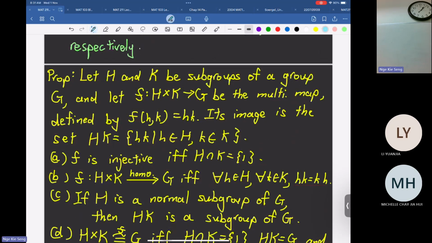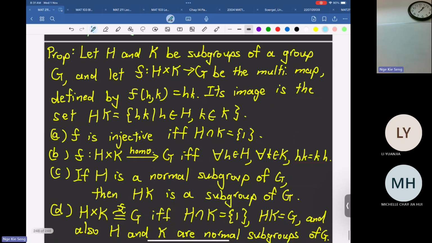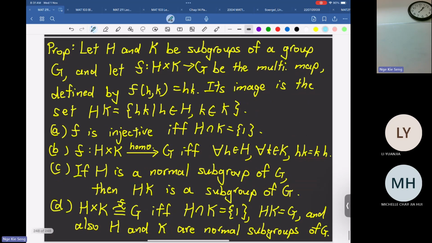Okay, so we'll start with today's content. Last time we introduced this proposition here about product groups. We want to prove the four statements here.